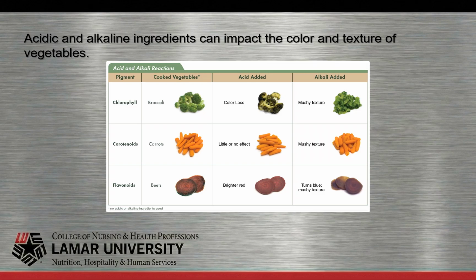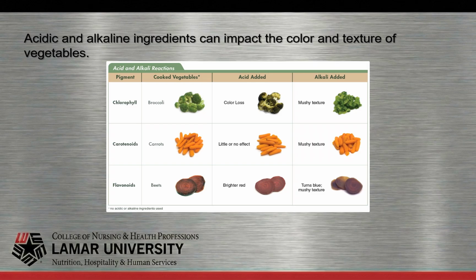Neither acidic nor alkaline ingredients affect the color of carotenoids. However, an alkali will cause orange and yellow vegetables to become mushy.